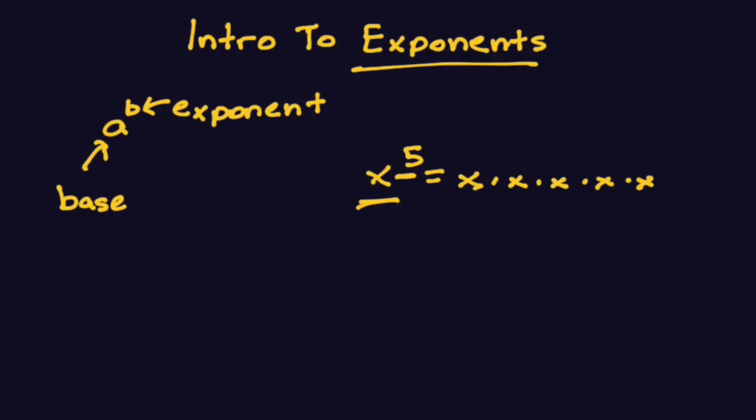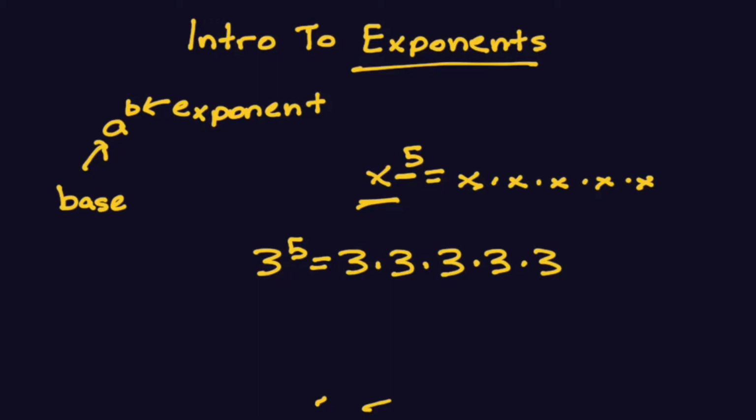So if we plug in actual numbers now, let's say we have 3 to the 5th power, just like x to the 5th, you would multiply 3 by itself 5 times. So 3 times 3 times 3 times 3 times 3. So that's basically what an exponent is.